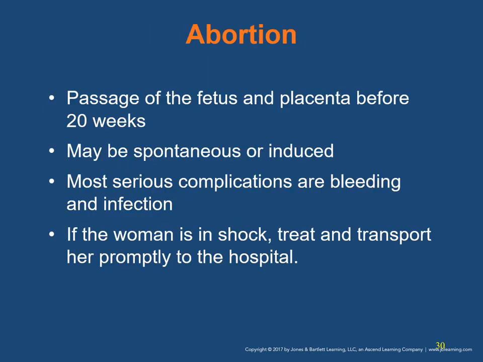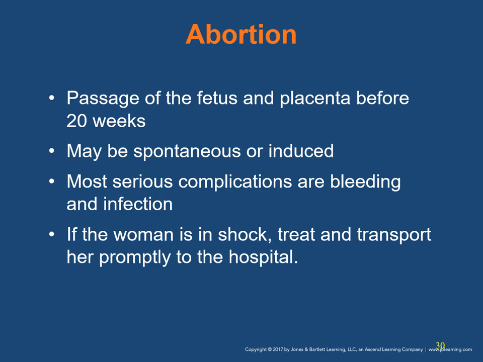Abortion. Passage of the fetus and the placenta before 20 weeks is called abortion. Abortions may be spontaneous (miscarriage) or induced. Deliberate abortions may be self-induced or planned and performed in a hospital or clinic. The most serious complications are bleeding and infection.